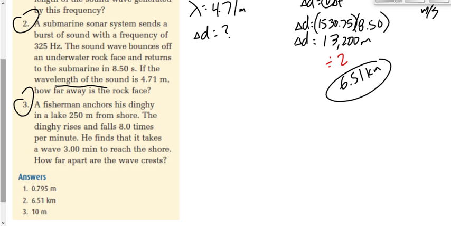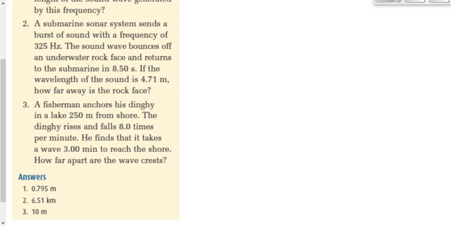3. Here's a good one. A fisherman anchors his dinghy in a lake 250 meters from shore. The dinghy rises and falls 8 times per minute. He finds that it takes a wave 3 minutes to reach the shore. How far apart are the wave crests? Wave speed problem, right? So we know we're going to use those 2 equations, or at least we're allowed to use those 2 equations, d over t and v is equal to f times lambda.